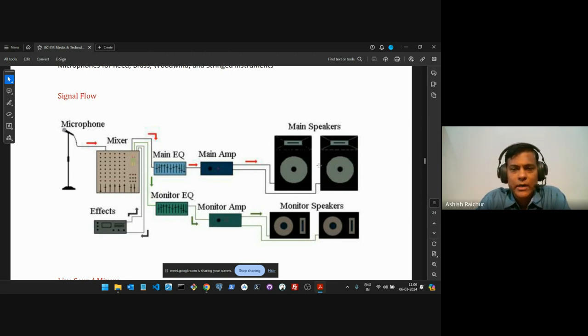Here you're going to give it a lot of sound so people can hear. The monitor speakers are more for clarity, for the people who are singing to be able to understand and recognize how each one is singing, how each one is contributing to the overall sound. So that's kind of a general signal flow.